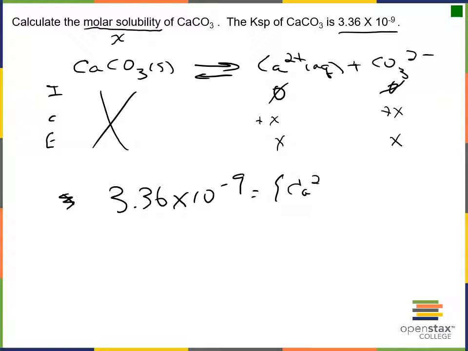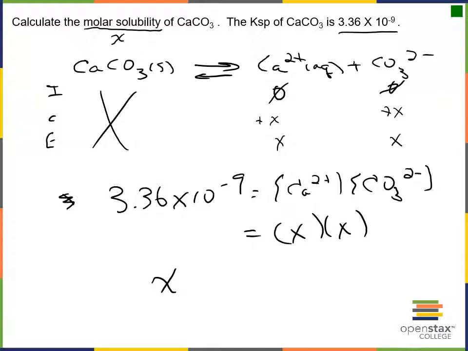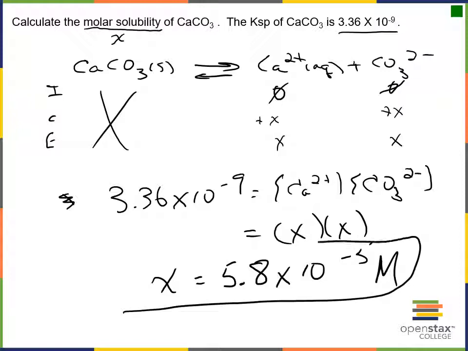We know that KSP, 3.36 times 10 to the minus 9, is going to equal the concentration of calcium times the concentration of carbonate, which is equal to X times X. And when we finish this, we're going to solve for X, which is our molar solubility, and that is going to equal 5.8 times 10 to the minus 5 molar. That is how soluble calcium carbonate is on its own, just in pure water.